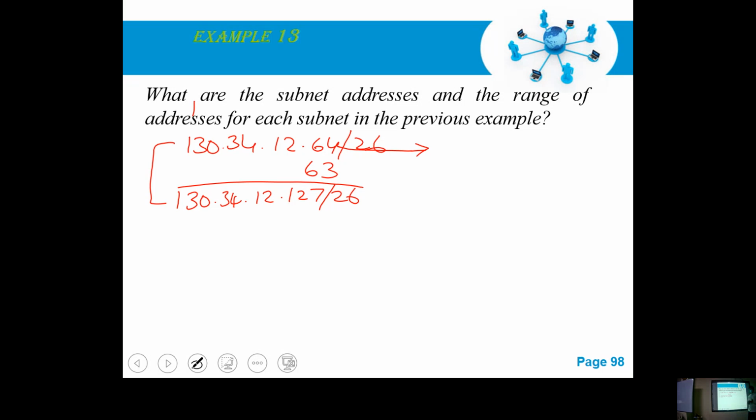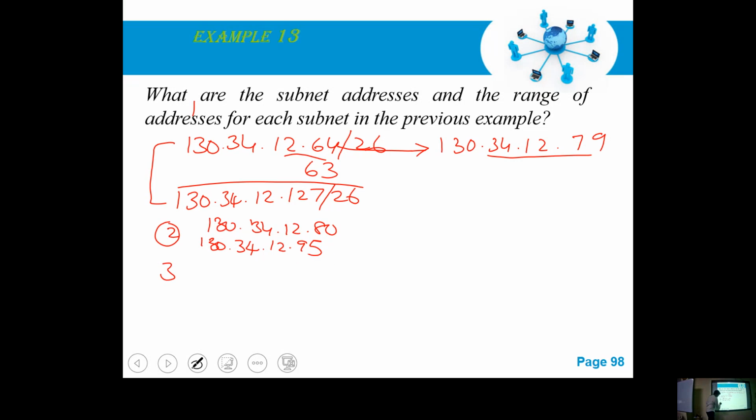Here, if it is 64, what we are doing? We are adding 63. Now 15 we need to add, right? So if I add 15, the first group will have 130.34.12, and if I add 15, it will be 79. First subnet is starting from this value, ending at this value. Second subnet will start at 130.34.12.80. Is it correct? And again, if I add 15 to that, it will be 130.34.12.95.